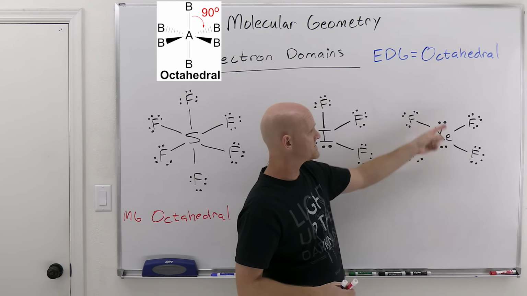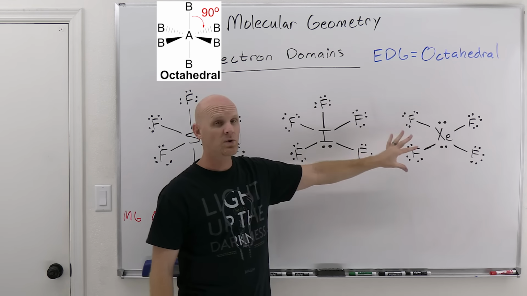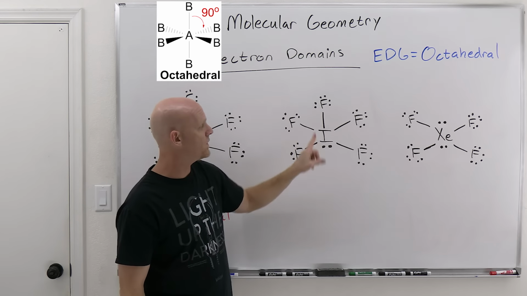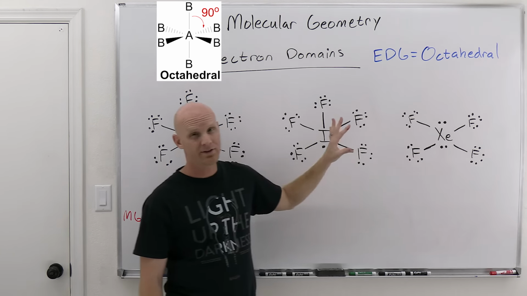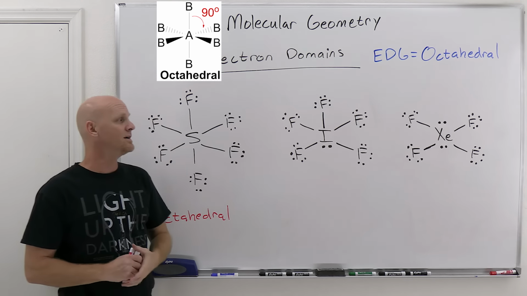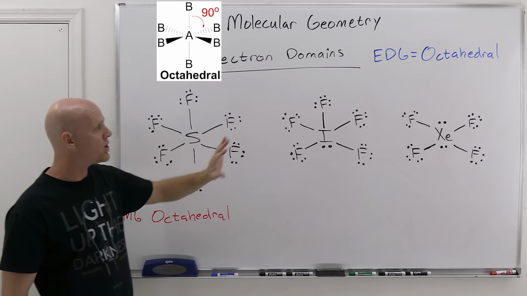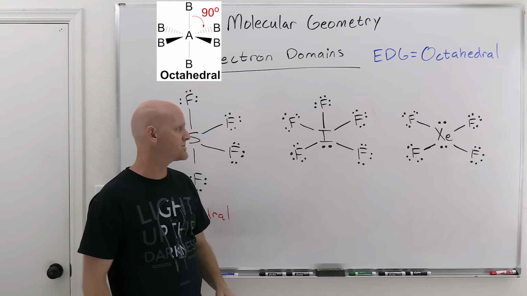However, in these other two, IF5 here, which has 1 lone pair on the iodine, and XeF4, which has 2 lone pairs on the xenon, they both still have 6 total electron domains, but here 5 bonding, 1 non-bonding, here 4 bonding, 2 non-bonding, and the molecular geometries are definitely going to have a different name than the electron domain geometry. So these are not going to be called octahedral for the molecular geometry.